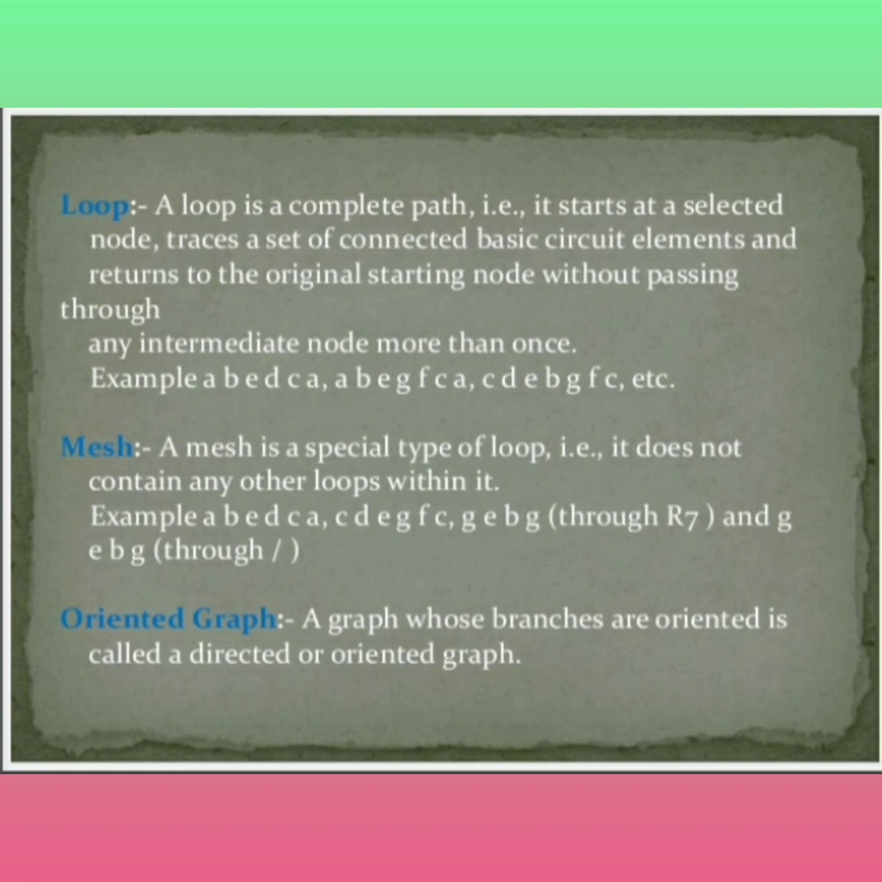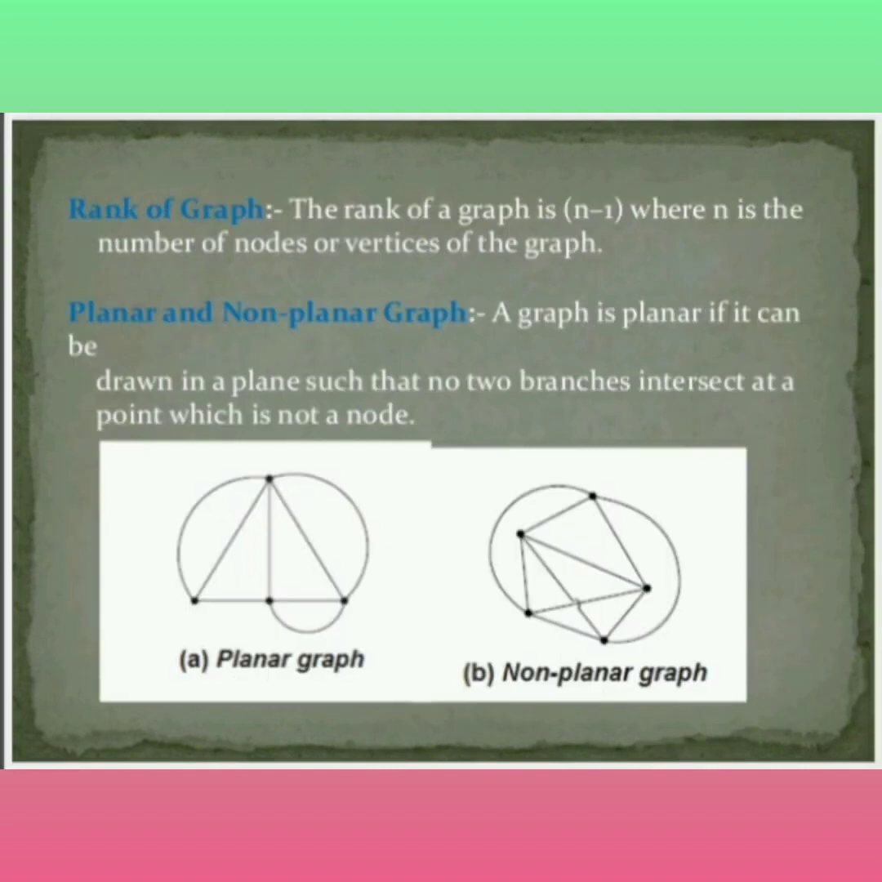Oriented graph. A graph whose branches are oriented is called a directed or oriented graph. Rank of a graph. The rank of a graph is n minus 1, where n is the number of nodes or vertices of a graph. Planar and non-planar graph. A graph is planar if it can be drawn in a plane such that no two branches intersect at a point which is not a node.